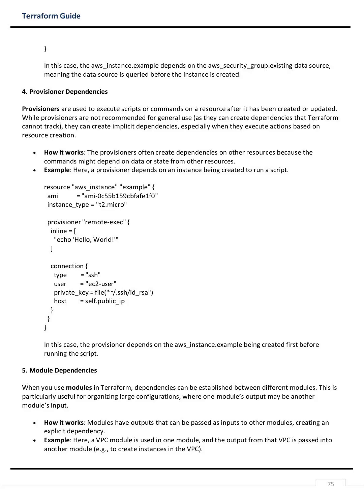Resource "aws_instance" "example". In this case, the provisioner depends on the aws_instance.example being created first before running the script.